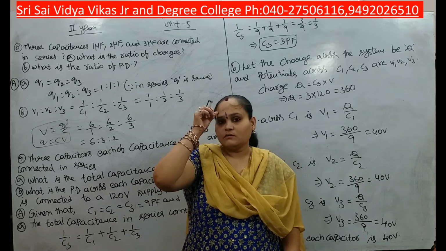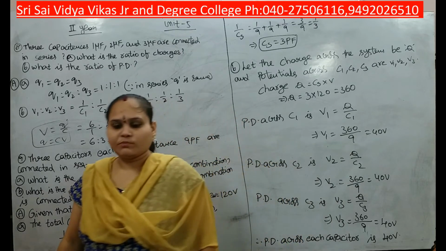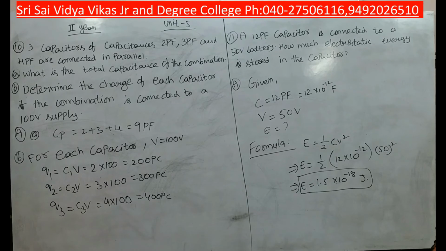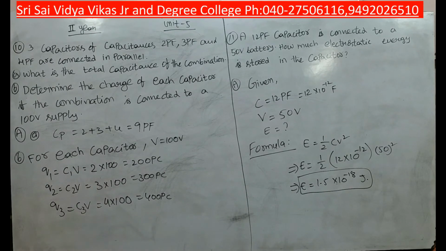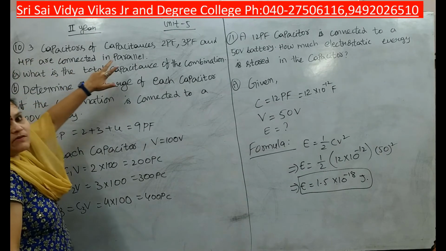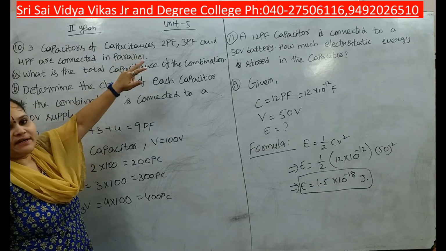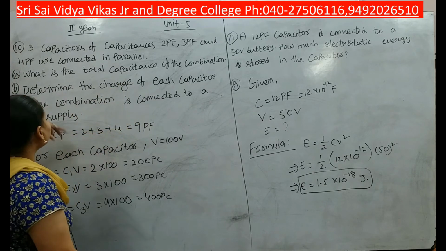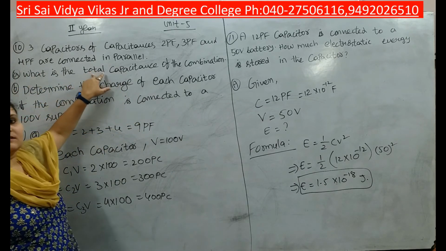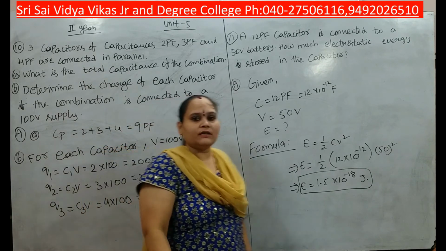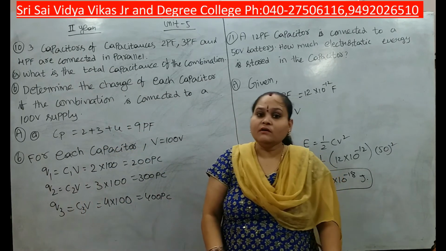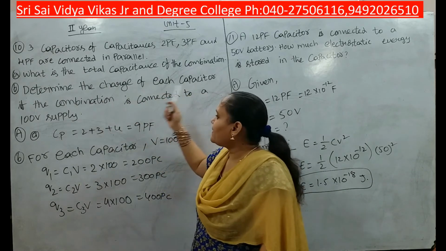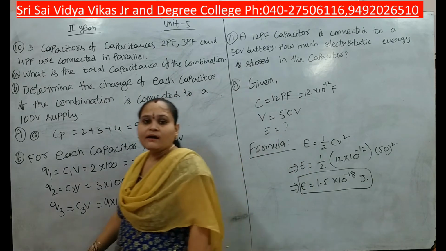This is the next topic we will discuss. The next one is: three capacitors of capacitances 2 picofarad, 3 picofarad and 4 picofarad are connected in parallel combination. Then what is the total capacitance of the combination? In parallel combination, the total capacitance will be Cp equal to C1 plus C2 plus C3. So determine the charge of each capacitor if the combination is connected to a 100 volt supply.